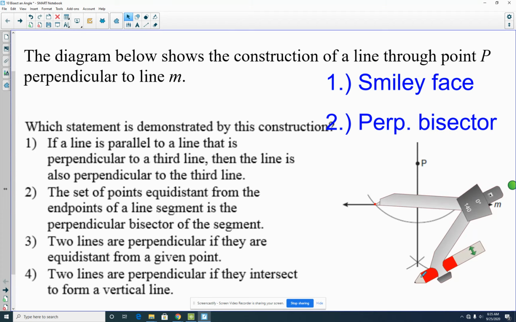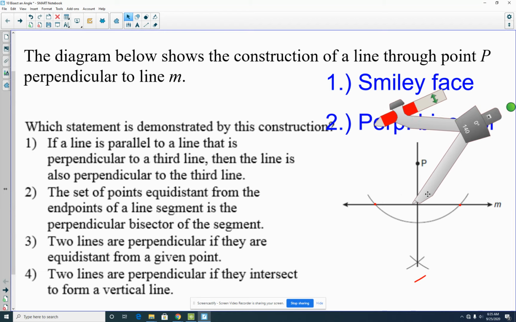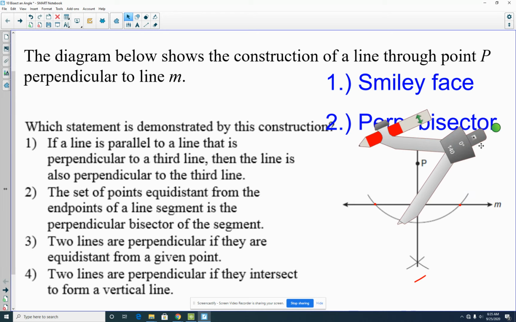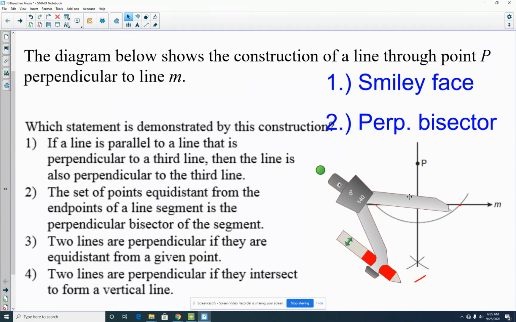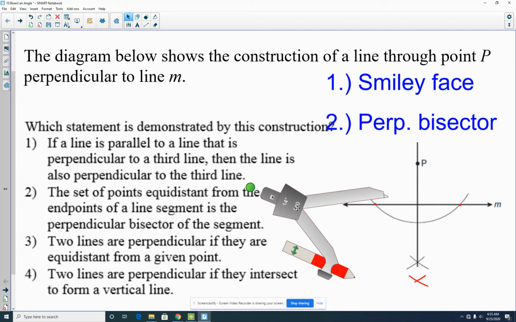So when we do that, we would get an arc right here, and then we would flip it, and we would have an arc over here as well. And so, like this. Okay. So let's see if now we can answer this. So what did we do? We did our smiley face, and we did the perpendicular bisector of that segment.